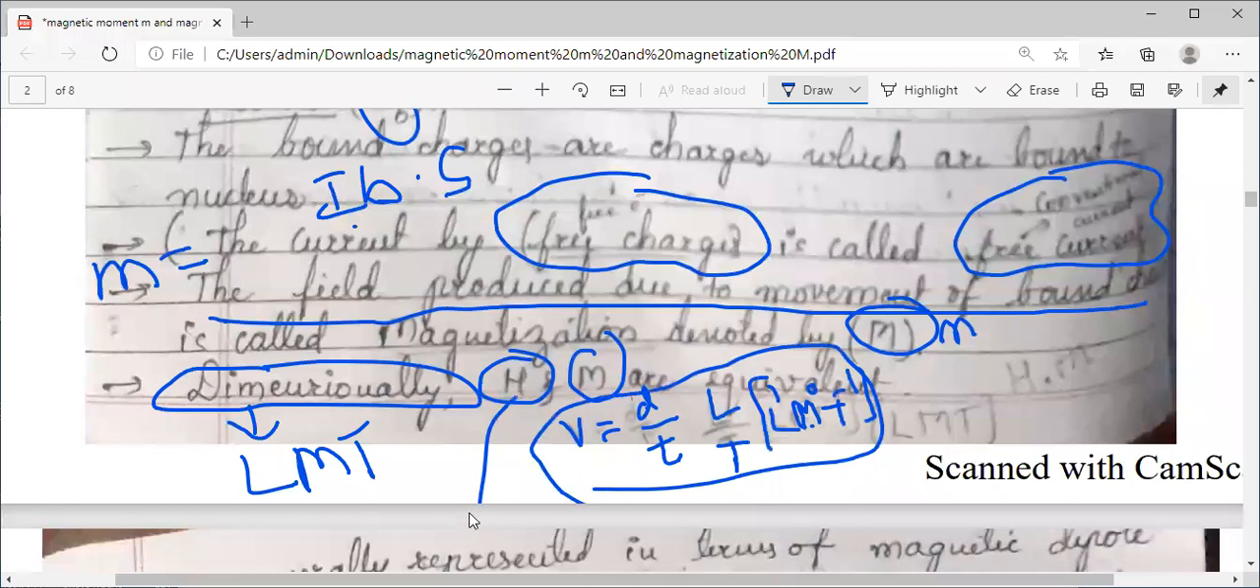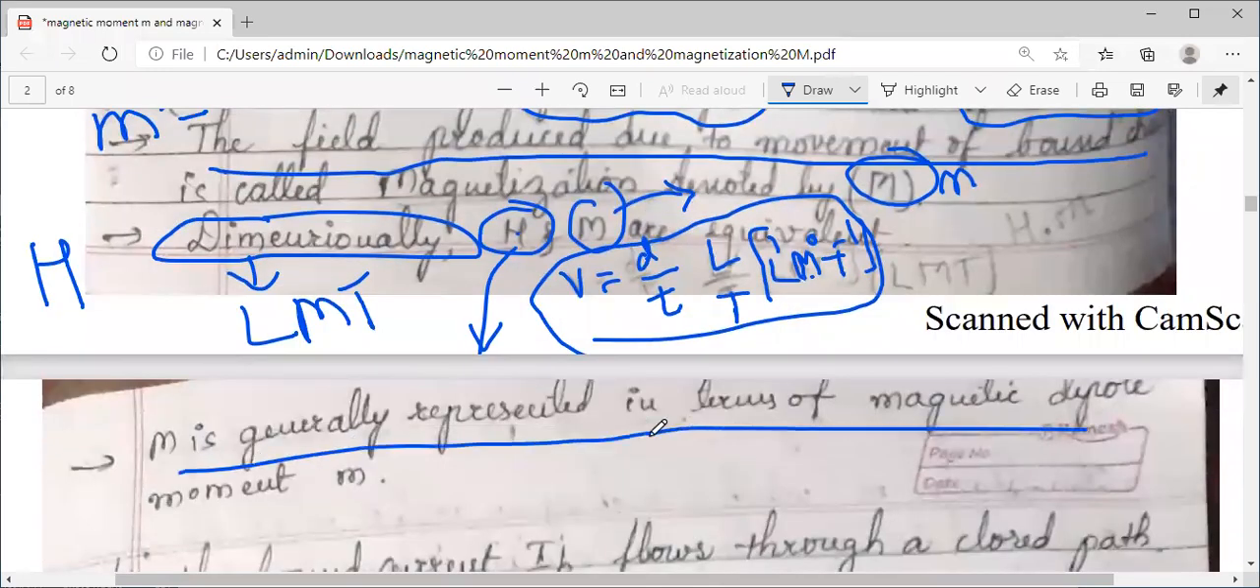Likewise, if I try to find the dimensions of H and the dimensions of M, magnetization, both are equivalent. That's why in further equations, wherever we have H, as we have studied in Ampere's law and Biot-Savart's law, in the H value equations, M is equivalently replaced. We will see that.